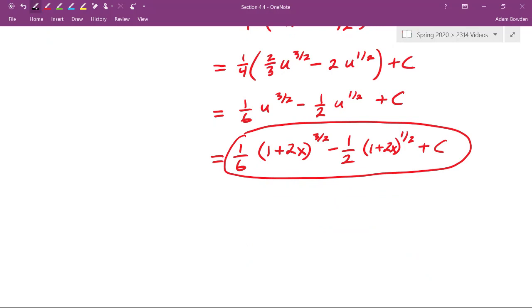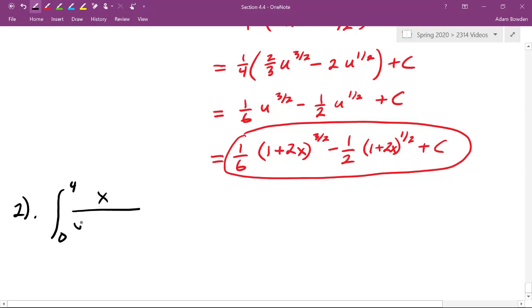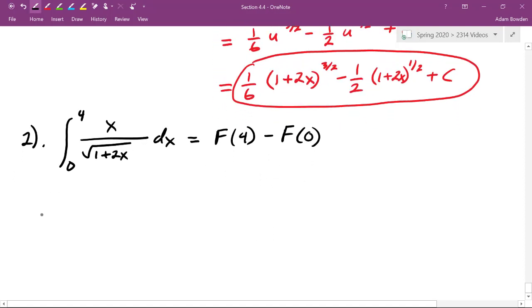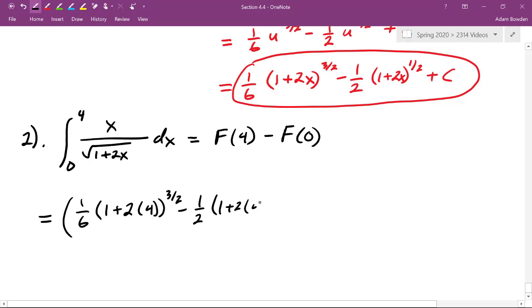The next thing to do is to take our integral. We're using the integral between 0 and 4 of x over the square root of 1 plus 2x dx. And so we just need to plug in the value of 4 minus plugging in the value of 0 into our antiderivative. So down here I'm going to write down, plugging in the numbers to the antiderivative, 1/6 times 1 plus 2 times 4 to the 3/2 power minus 1/2 times 1 plus 2 times 4 raised to the 1/2 power. So that's the first part.